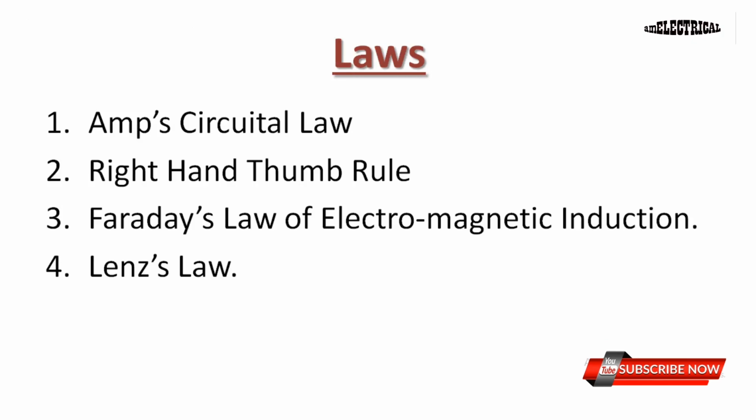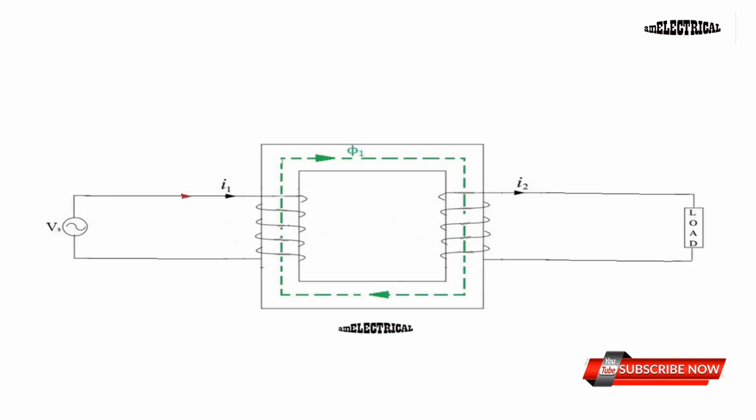Basically, the transformer principle is mainly based on the principle of mutual induction. But there are a total of 4 laws involved in this working principle. They are Ampere's circuital law, right hand thumb rule, Faraday's law of electromagnetic induction, and the fourth one, Lenz's law, respectively. Now we will get the overall idea of where the 4 laws are involved, so the rest of this video will be more interesting.